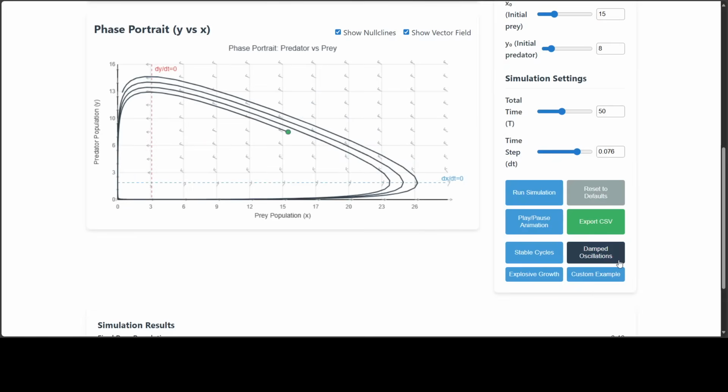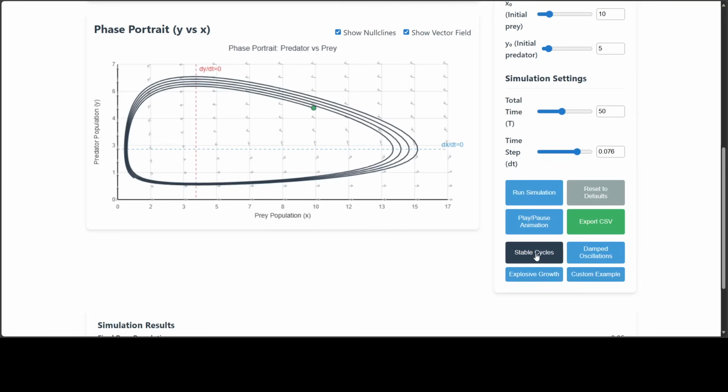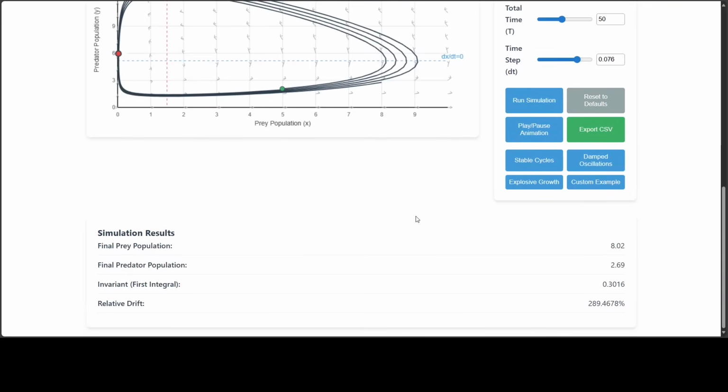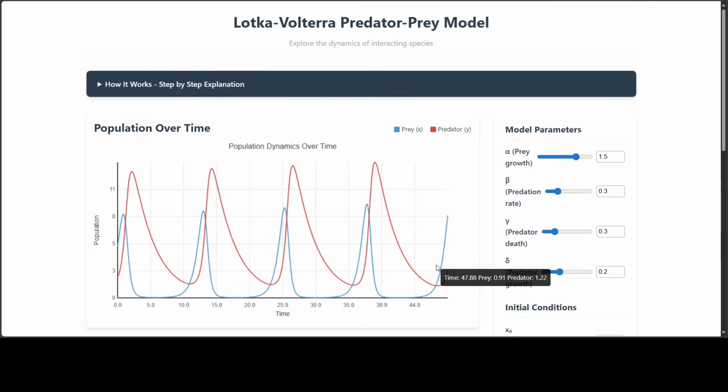And this is the damped oscillation, stable cycles, explosive growth. Wow. This is so much growth which it has happened. Run it again. And you see, this is an explosive growth. Then you can of course reset it to the default. And these are the simulation results, as you can see here. Only one shot. I haven't run it again.